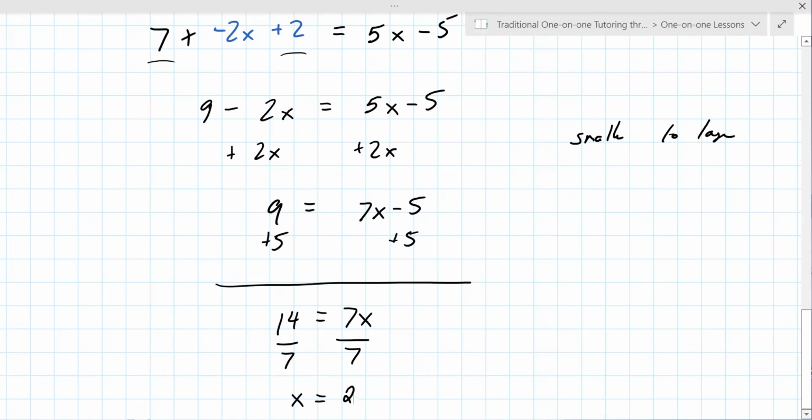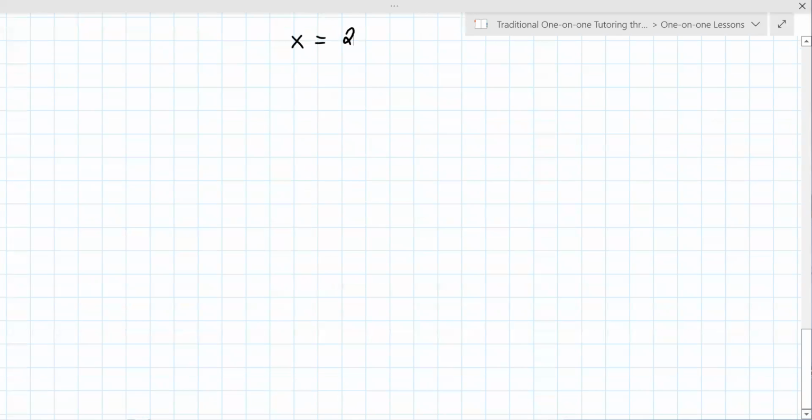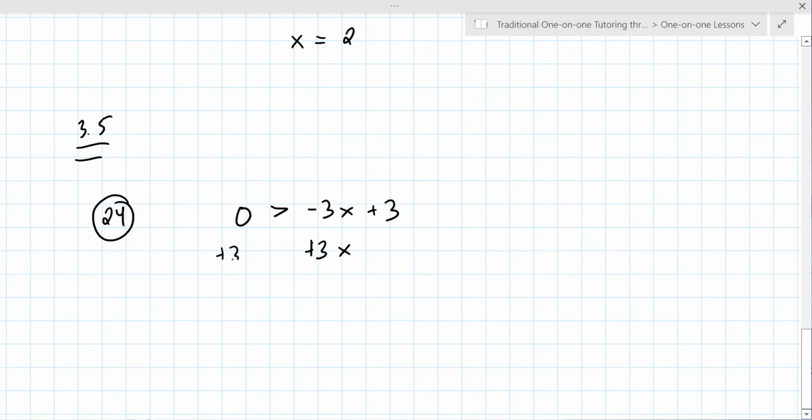Okay, moving on to section 3.5. Looks like 3.5 here. Your first question here is number 24. It's written kind of odd. 0 greater than -3x plus 3. There's actually a number of ways to tackle this problem. One way is to move the variable left. Okay, I'm going to suggest that because we can add 3x to both sides. You can always move things around by adding or subtracting in this case. So 3x greater than 3.